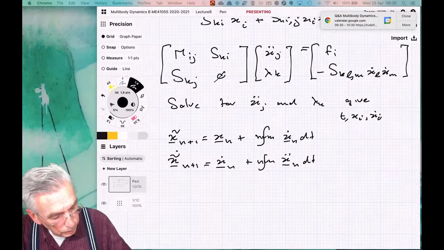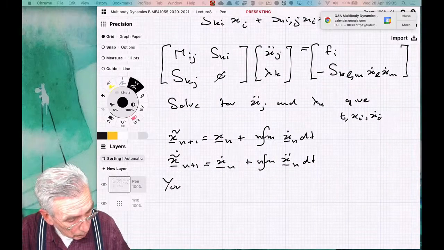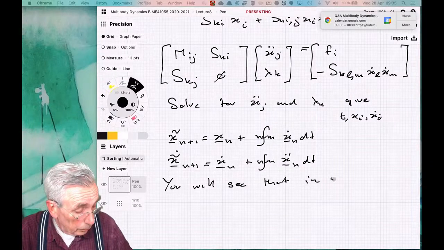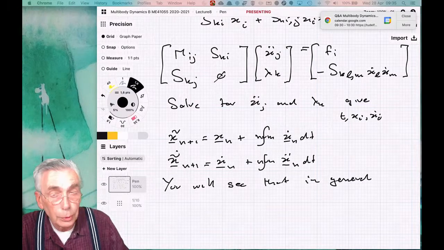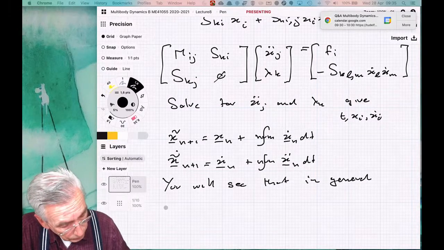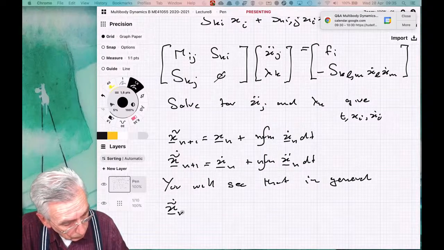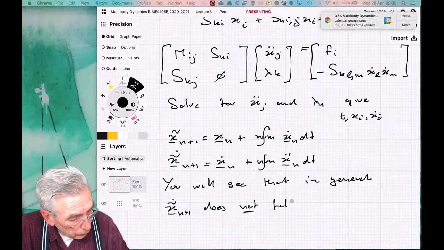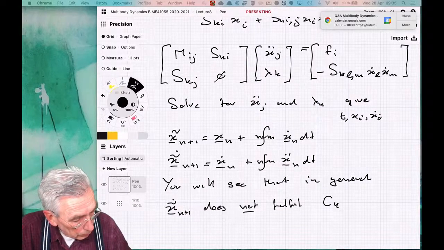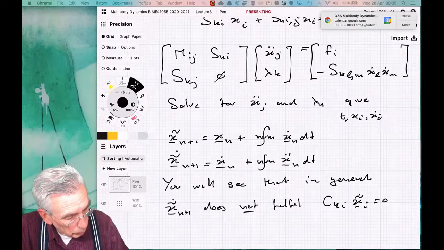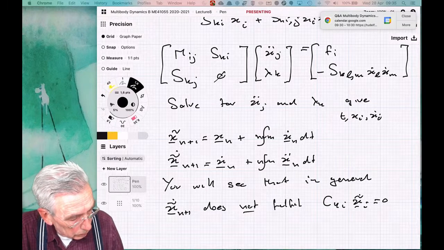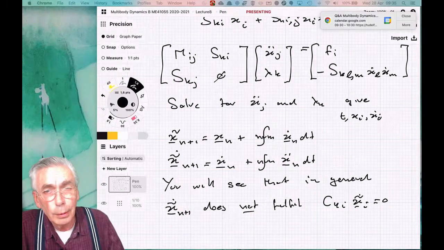Now you will see that in general these new velocities do not fulfill the constraint. So x dot n plus 1 does not fulfill this ψk,i x dot i is 0. And note the n plus 1 and the i are different indices. N plus 1 means a step, and i is just the index, and with the tilde I mean the approximation.